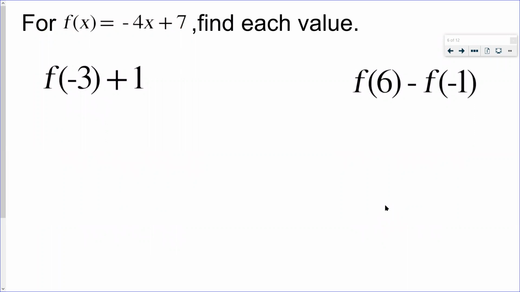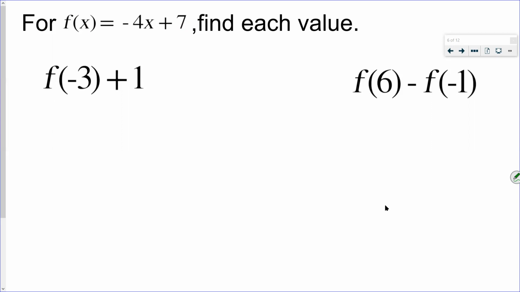Let's look at one more. A little tricky here, but it's not terrible. f of -3 plus 1. This looks trickier than it is. When we see anything like this, f of whatever, g of whatever, and then a plus or minus a number, solve the function first.